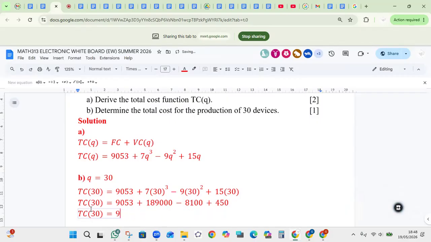So someone has suggested 190,403. Please verify. Yeah, that's what I got. And that will be in dollars. So that's the cost for producing 30 devices.